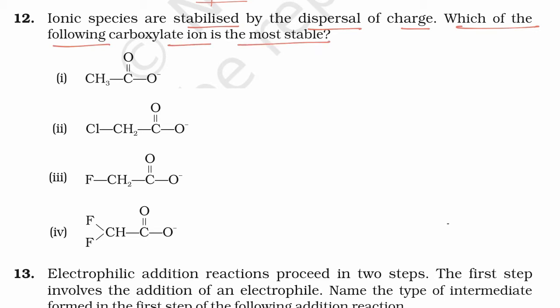Now in the first case, a CH3 group is present. CH3 is electron donating, so it will increase charge in the carboxylate ion. Now in the second case, a Cl group is present, which has a minus I effect, so it will decrease charge density on the carboxylate ion. In the third case, fluorine is present. Fluorine is even more electronegative than chlorine, so it will again disperse the charge of the carboxylate ion via minus I, while in the fourth case, two fluorine groups are present, so they will disperse maximum electron density from the carboxylate ion, and hence the correct answer is 4.